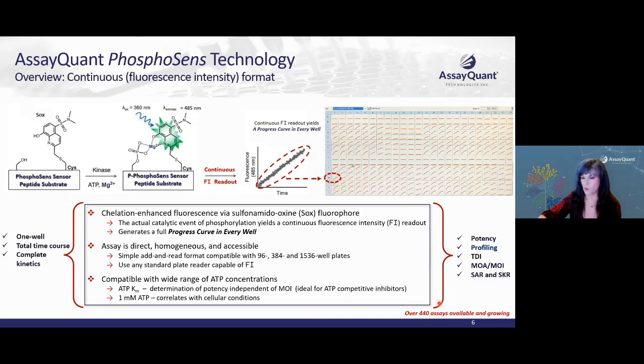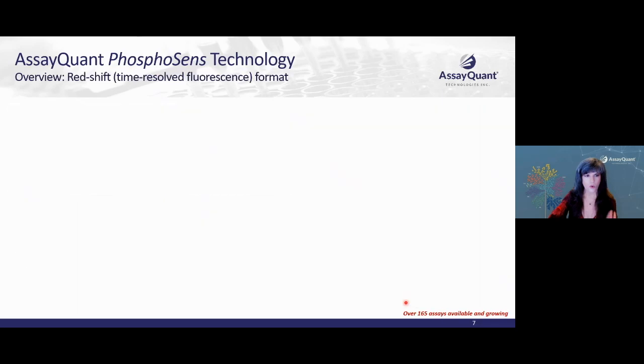At the moment, we have more than 440 PhosphoSens assays available, either, as I said, as a service or in our catalogs. Now, we're not going to be showing data for our Redshift assay, but I just want to show you how it works because it's really ingenious.